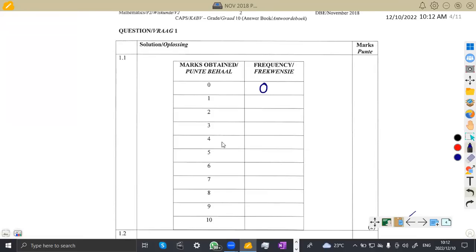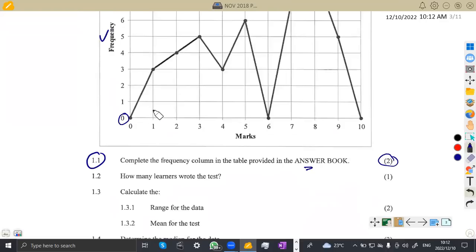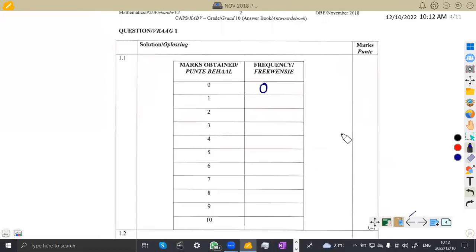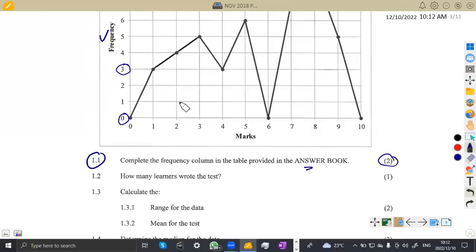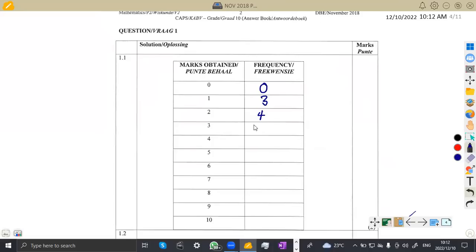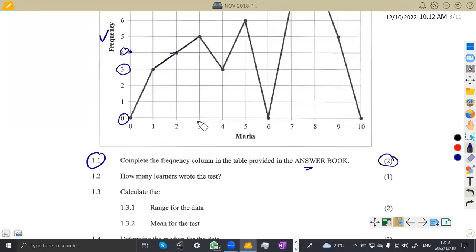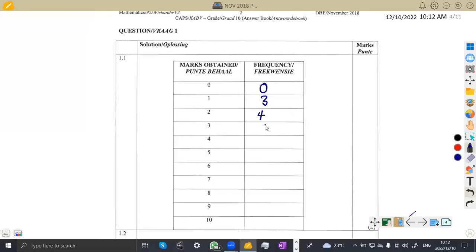You move on to 1, you do the same thing. 1 corresponds straight to 3. So 1 corresponds with a frequency of 3. We're taking the equivalent frequency, which is 3. We move on to 2. 2 here corresponds with 4. It's 2 straight to this point, then straight to this point. It corresponds with 4. So that's 2 versus 4. Then we move on to 3. That is 3 from the graph here. It corresponds 3 straight to the graph, then straight to the frequency axis. It corresponds with 5. So that is 3 versus 5.